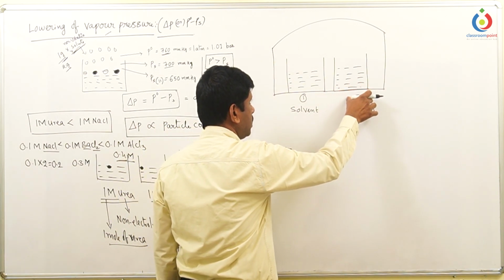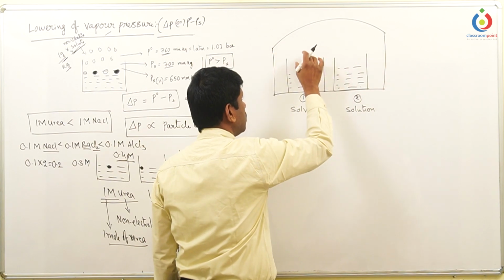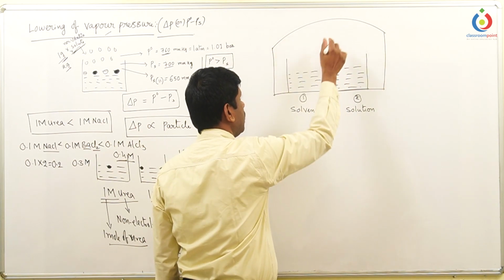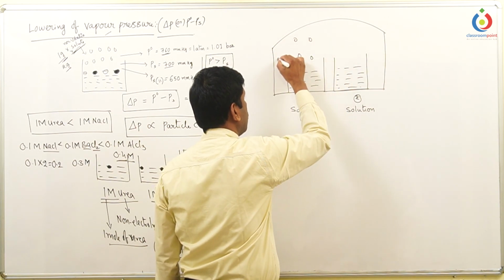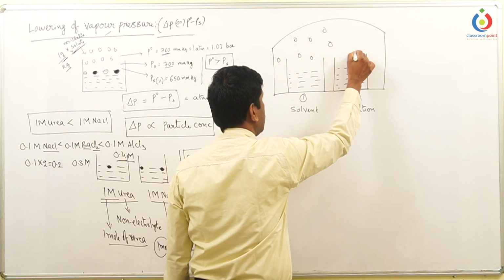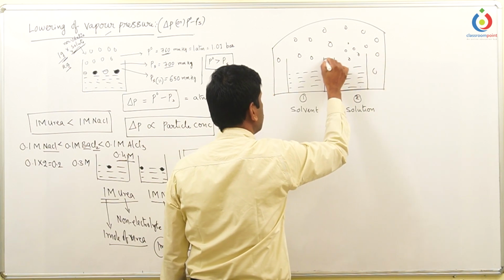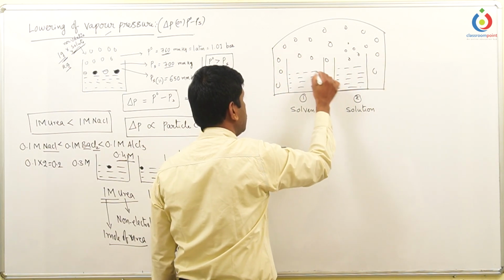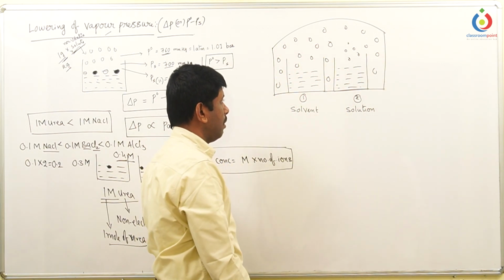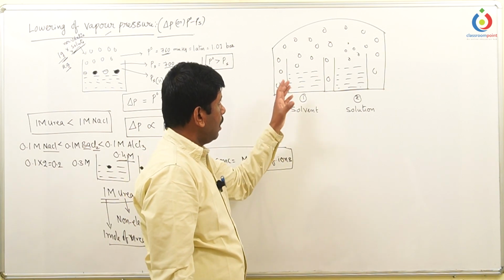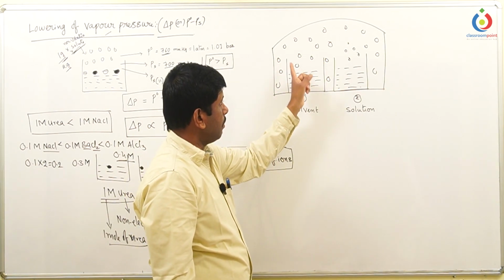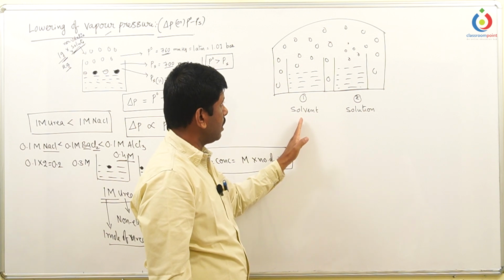So the solvent molecules occupy most of the space available, compared to the solvent vapor molecules coming from the solution, because the vaporization is more in the solvent. Now vaporization has taken place and most of the space is occupied by the solvent molecules.